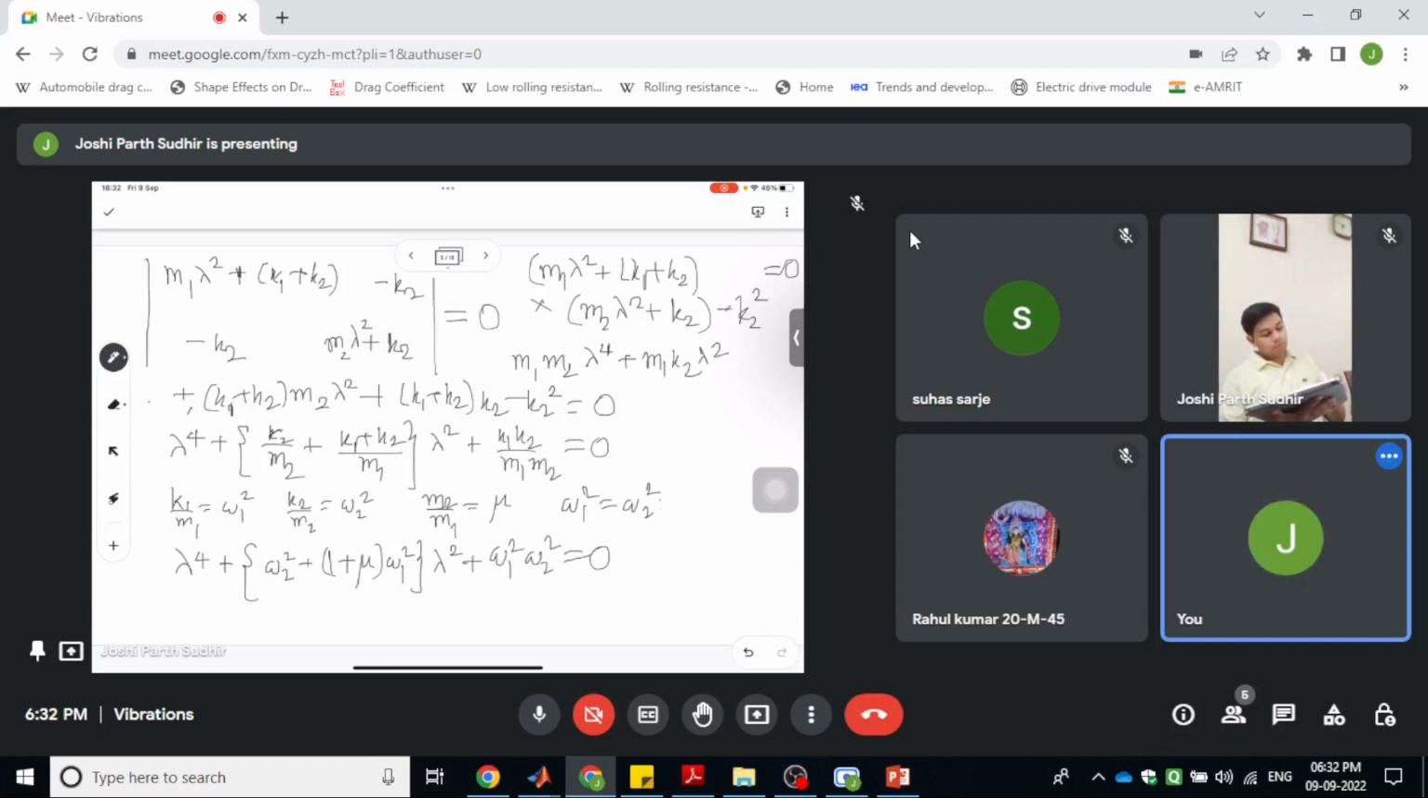So here we have to basically use this equation. Let us say omega is the natural frequency, lambda square, so we will get two roots, omega 1 and omega 2, which are basically the natural frequencies. So these are the two natural frequencies of the system.